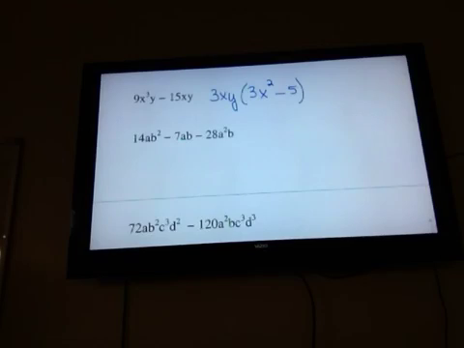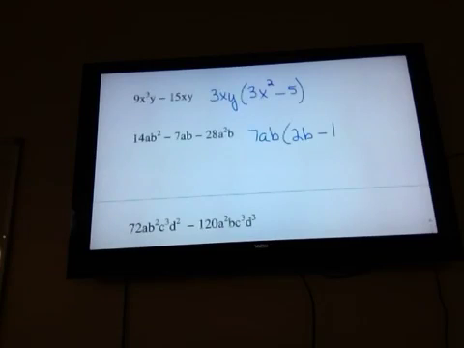14, 7, 28. 7 is my common factor, my greatest common factor. I have an A, and I have an A squared. So always the lower one. A. I have B squared, B, and B, so the lowest one, leave the 1, understood 1 power. And I divide. 7 into 14 is 2. A divided into A would cancel. B divided into B squared leaves me B. Minus 7 into 7 is 1.